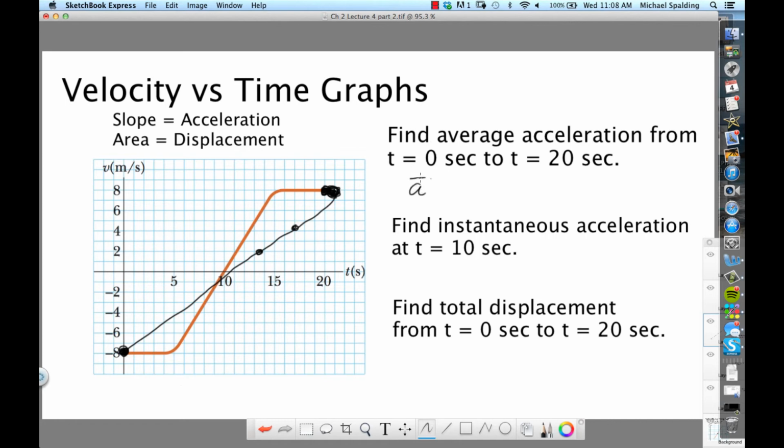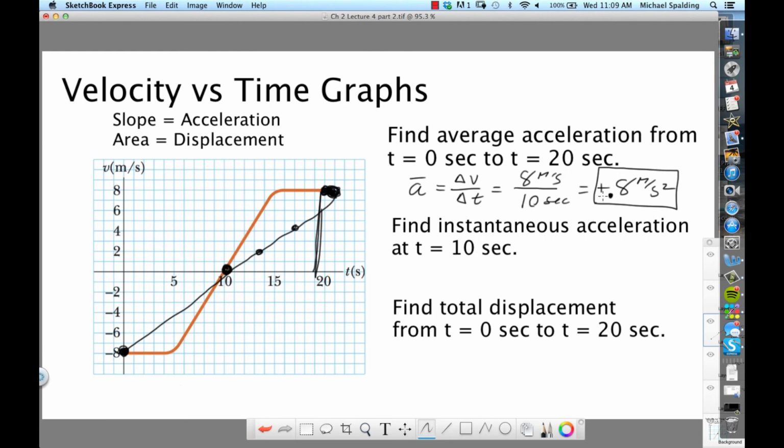All right, so the average acceleration is going to be the change of velocity over the time. Let's see, 2 points that are nice. Let's use 10 seconds and 20 seconds. What's the change? What's the rise? 8. And then the run is 10. So the average acceleration comes out as positive 0.8 meters per second squared from the start of the graph to the end.